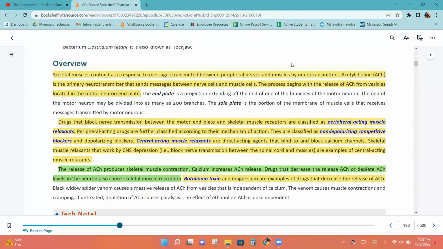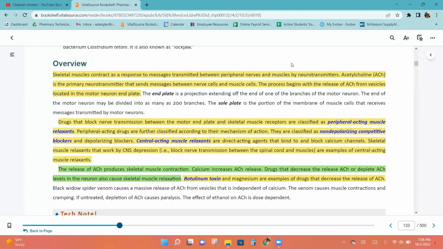Drugs that block nerve transmission between the motor end plate and skeletal muscle receptors are classified as peripheral acting muscle relaxants. Peripheral acting drugs are further classified according to their mechanism of action. They are classified as non-depolarizing competitive blockers and depolarizing blockers. Central acting muscle relaxants are direct acting agents that bind to and block calcium channels. Skeletal muscle relaxants that work by CNS depression are examples of central acting muscle relaxants.